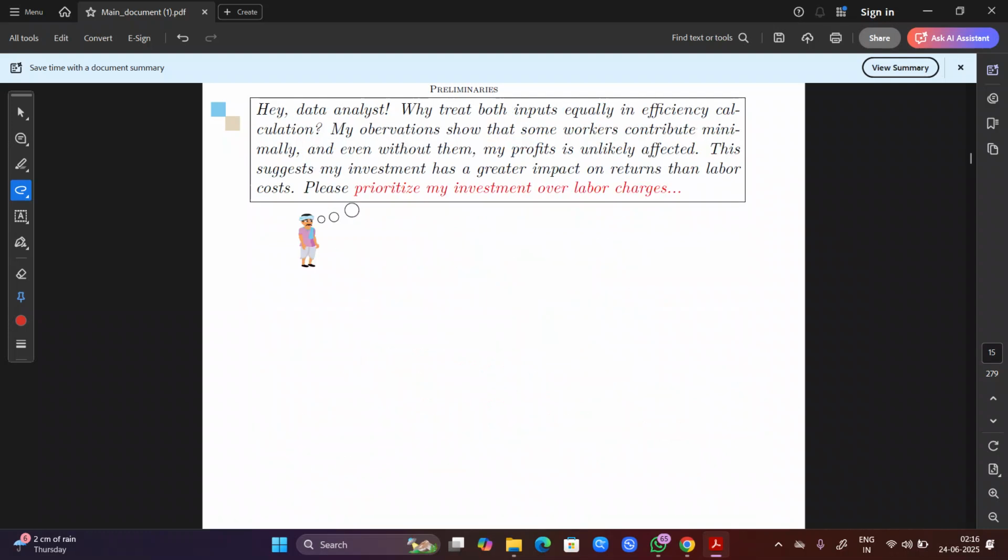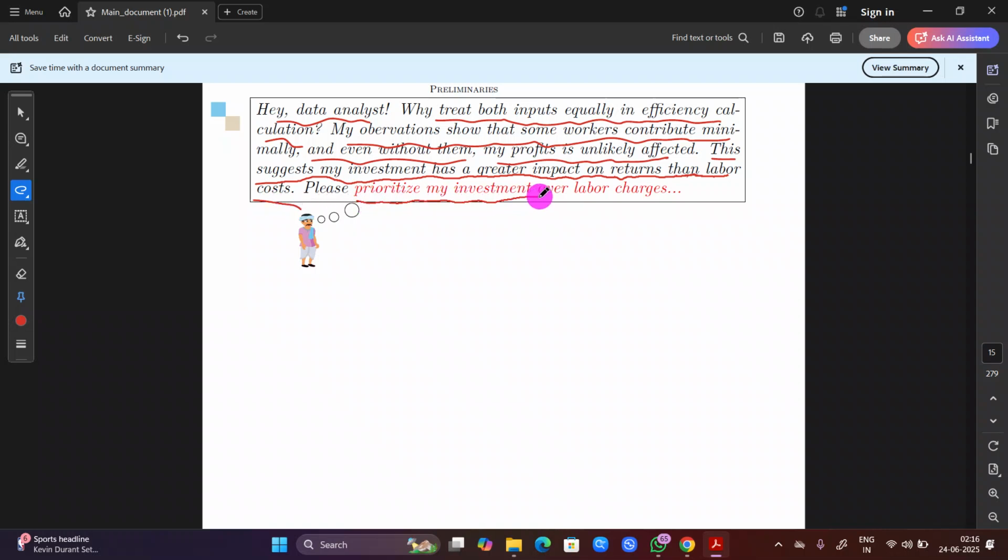Next slide. Now the farmer is asking the data analyst, hey data analyst, why treat both inputs equally in the efficiency calculation? My observation shows that some workers' contribution is minimal, and even without them my profit is unlikely to be affected. This suggests to me my investment has a greater impact on returns than labor cost. Please prioritize my investment over labor charges.